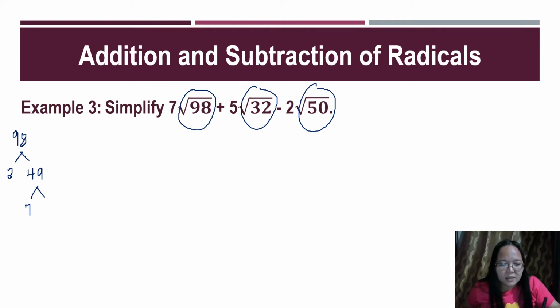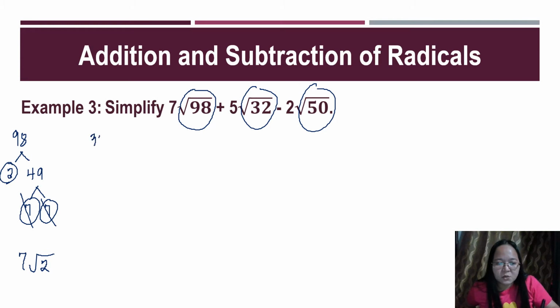49 is 7 times 7. So let us now circle the prime factors. Remember to look for a pair of prime factors. Write it once, and then the prime factor with no pair will be left inside the radical sign.